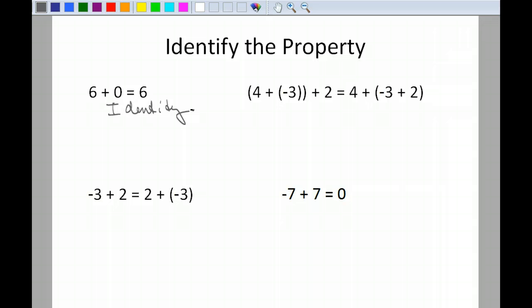4 plus negative 3, close parentheses, plus 2 is the same thing as 4 plus negative 3 plus 2. As soon as I see the parentheses, the first thing I ask myself is, can it be the associative property? Sometimes it will not be, but I always check that. And this one is the associative property.